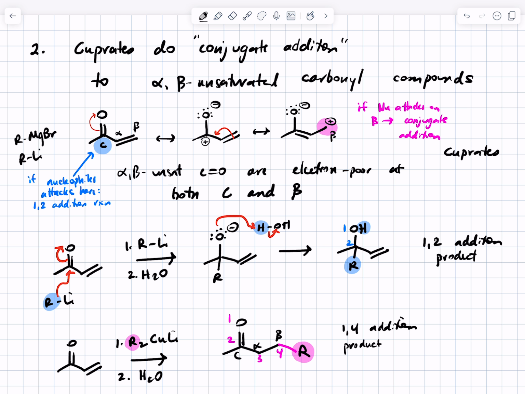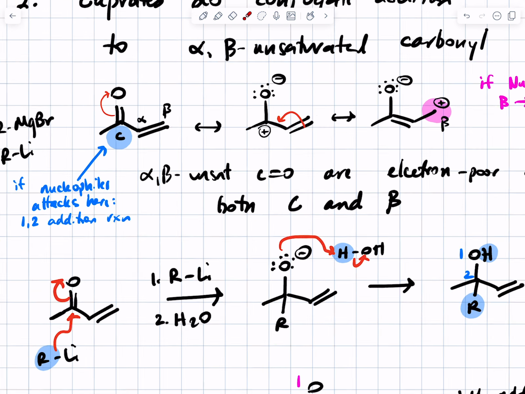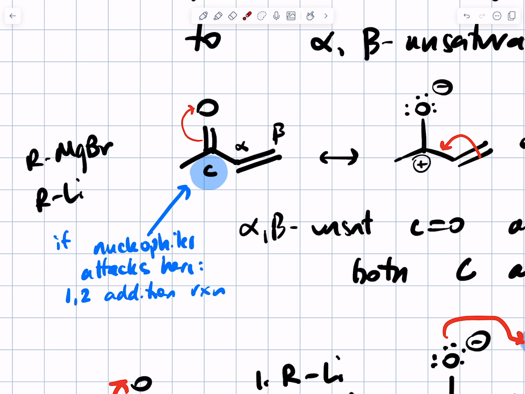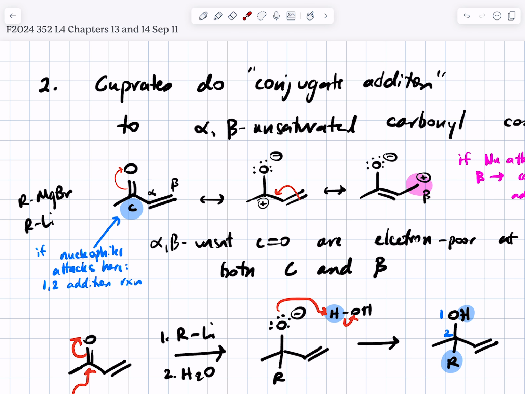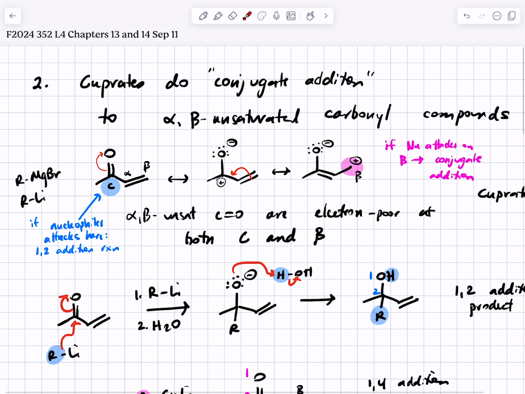So, last time I told you that cuprates were unique. They do unique things. They can react with acid chlorides and stop at the ketone. The other thing that they can do that's unique is conjugate addition to alpha-beta unsaturated carbonyl compounds. So I showed you an example of that, and I showed you some MO diagrams and also some resonance structures that show you how these alpha-beta unsaturated carbonyl compounds are reactive, electrophilic, electron poor, have partial positive charges at the carbonyl carbon and also the beta carbon.